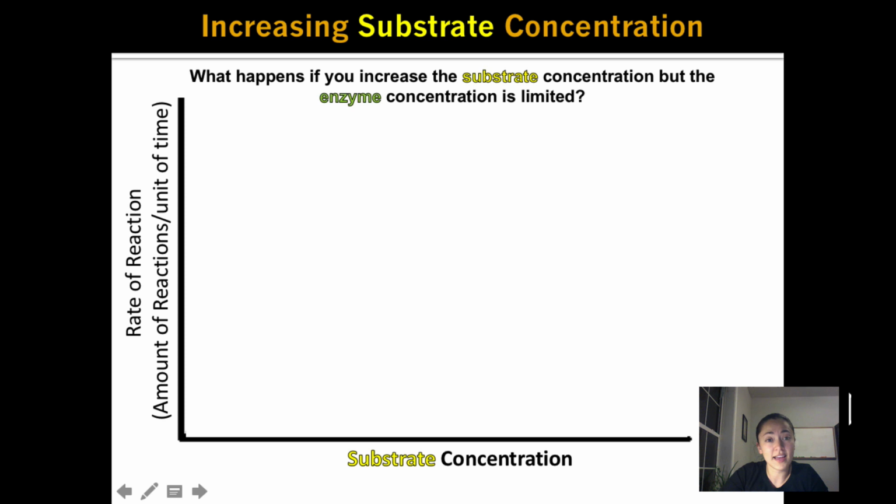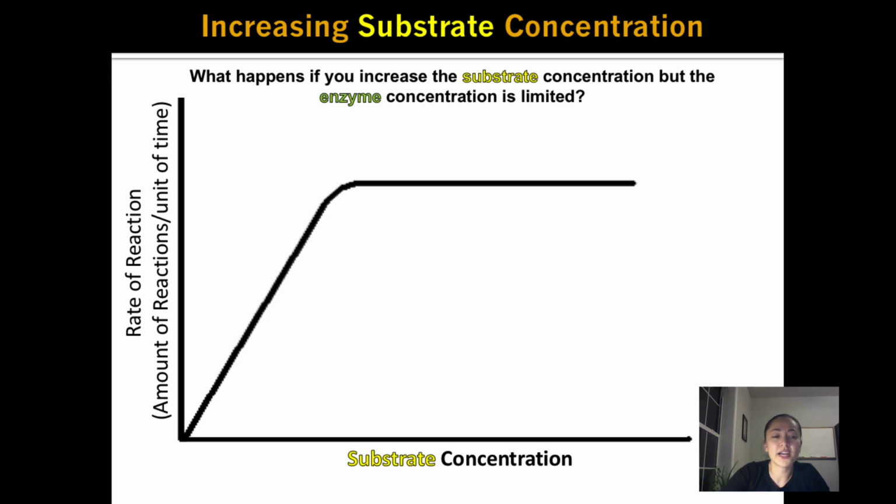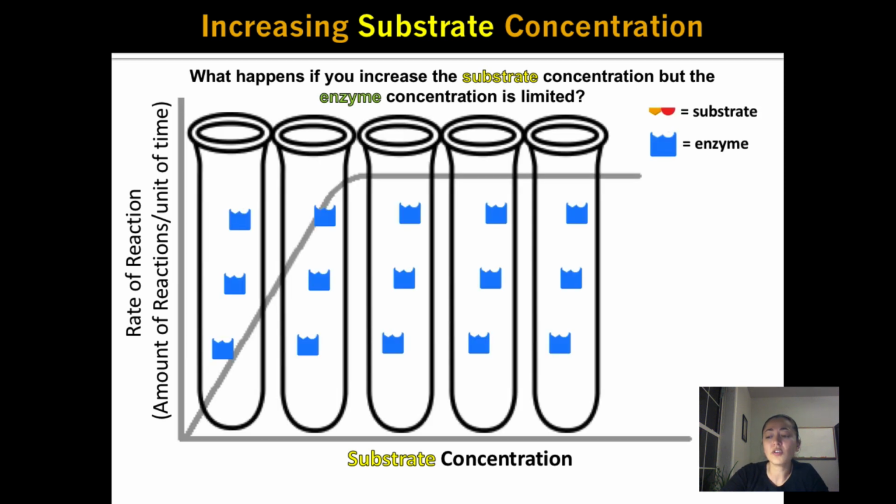So let's look at why this happens. As you increase substrate concentration and the enzyme is limited, the rate will level off. In this example, each test tube has the same amount of enzyme, so the enzyme is the limiting factor here. But we're going to increase the substrate in each test tube and see how it changes the rate. In order for a reaction to happen, the substrate and the enzyme have to come together. At the beginning, with a small amount of substrate, we can have one reaction happening at a time. So our rate would be 1 reaction at a time.